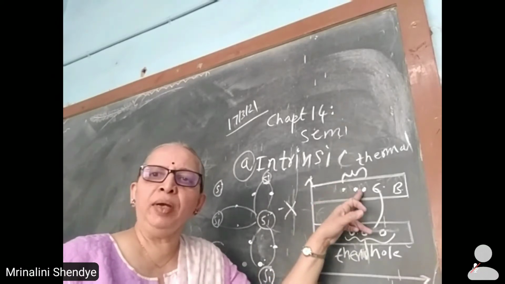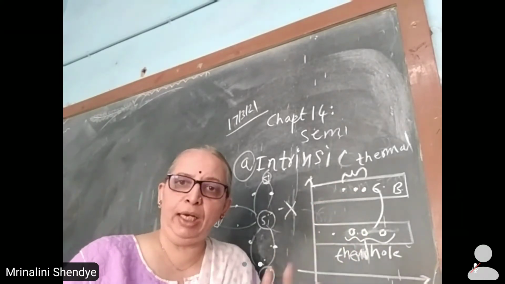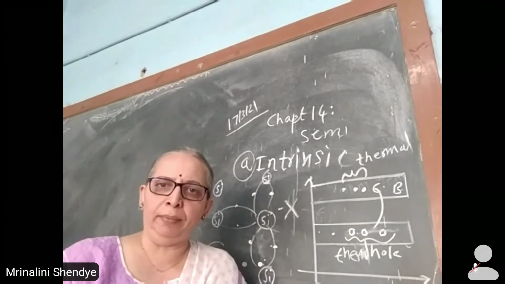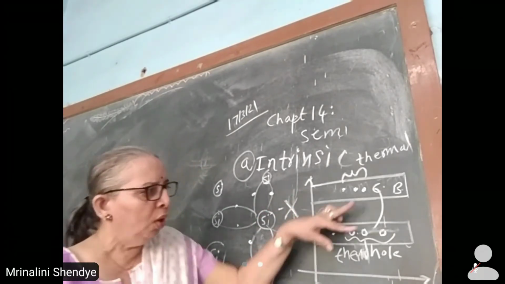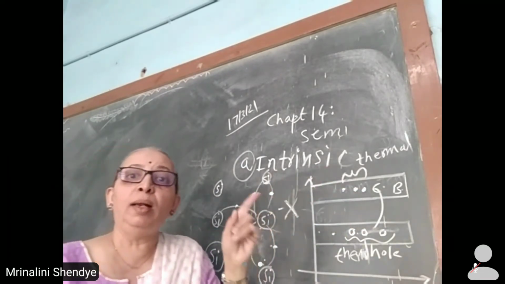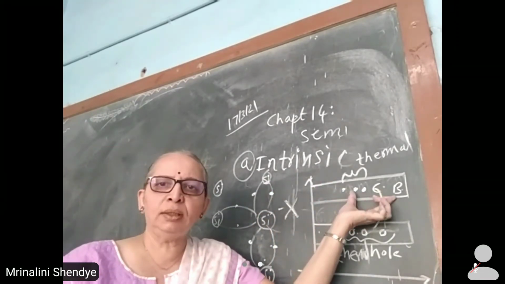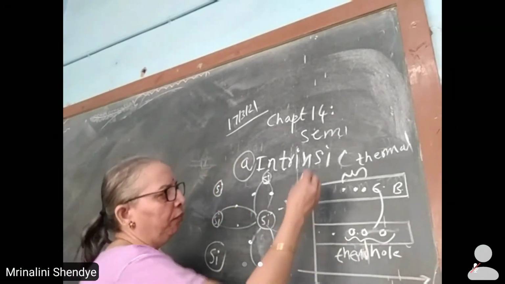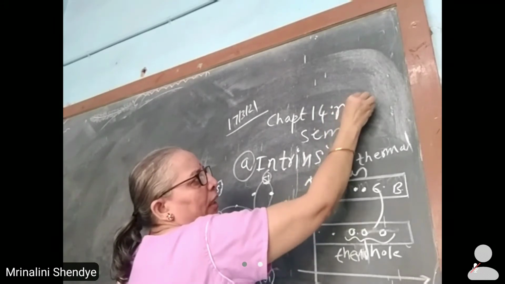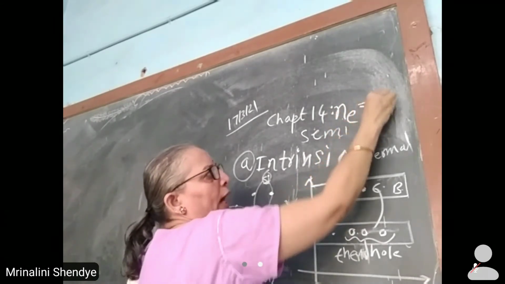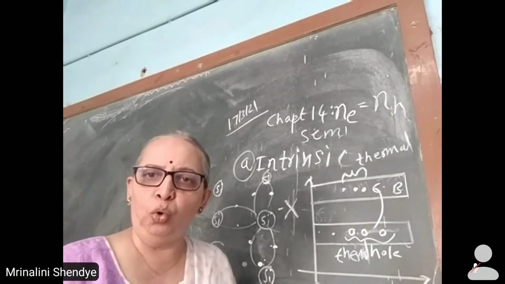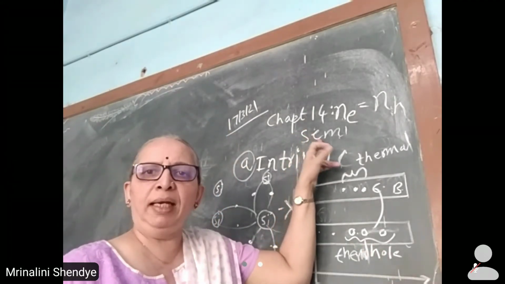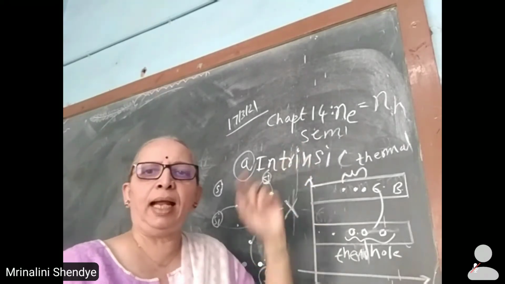So the number of electrons and holes are equal. When one covalent bond is broken, it gives rise to one electron-hole pair. So the number of electrons and the number of holes are equal. We can write Ne, the number of electrons, equal to Nh, the number of holes. This is the specialty of pure semiconductors, which are intrinsic type semiconductors.